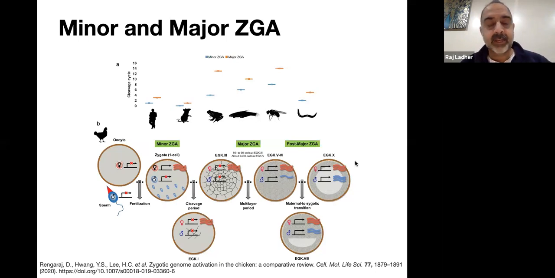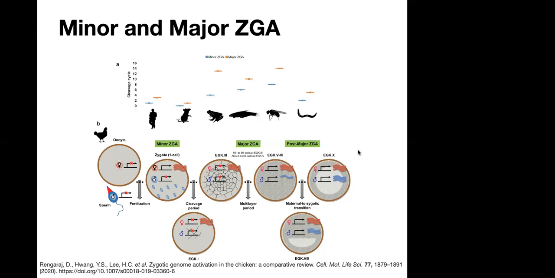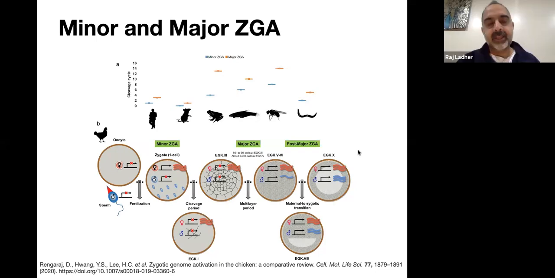Is that clear enough? So it's the stages of development that are taking place inside the parental body. Yeah, inside the hen. Yeah, exactly.